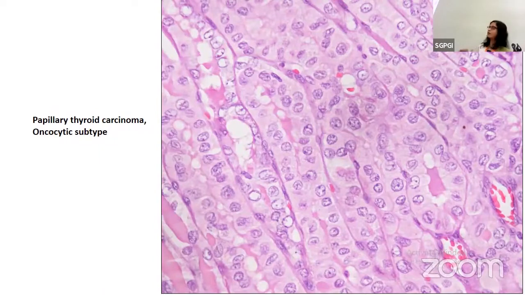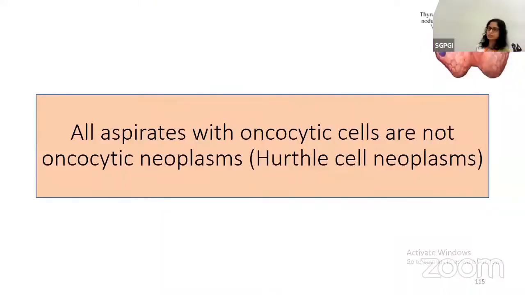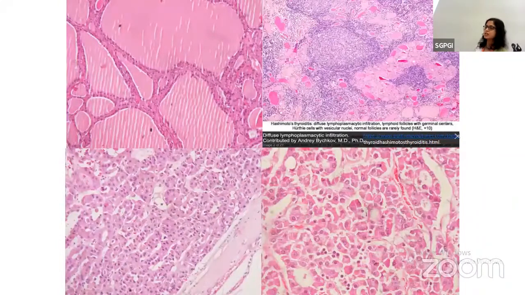And I have also made a mistake. I have called something PTC when it turned out to be an oncocytic adenoma. Luckily for me, there was a microcarcinoma lying nearby and it saved my skin. So oncocytes are prominent diagnostic pitfalls, but this was a case of oncocytic PTC. So all aspirates with oncocytic cells are not oncocytic neoplasms. You can see the oncocytic change in adenomatous goiter, in Hashimoto thyroiditis, in an oncocytic adenoma.